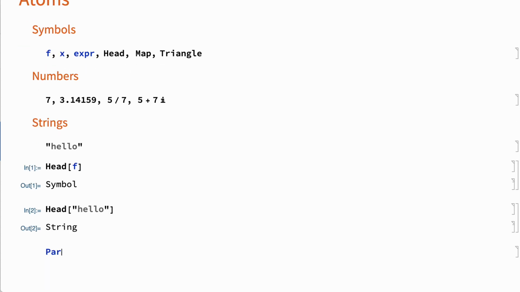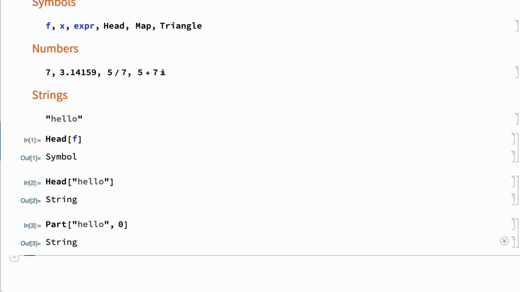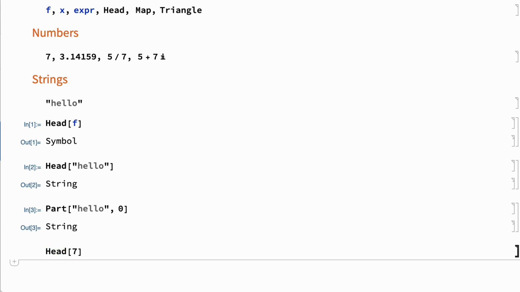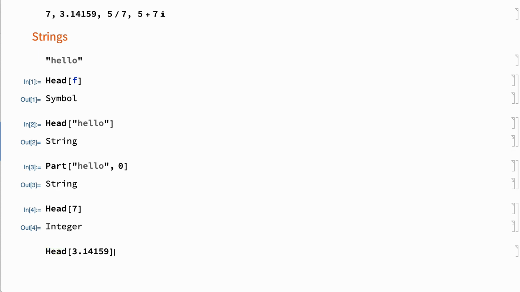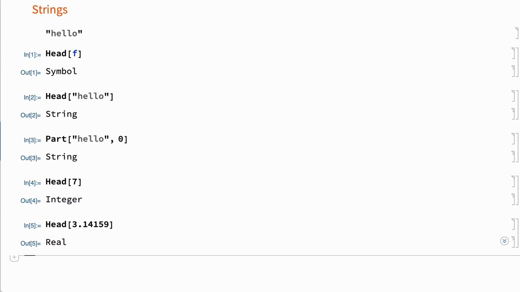Symbols have a head of Symbol, and strings have a head of String. The head of an atom is also returned as the part at position 0, although this is more of a definition rather than a part that is stored within the atom. Numbers have various heads depending on the type of the number. Integers have a head of Integer, for example, and real numbers with decimal points have a head of Real.